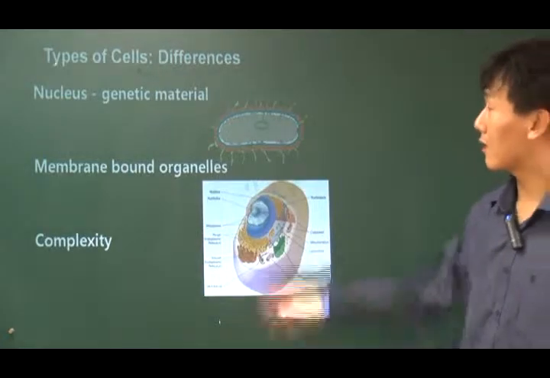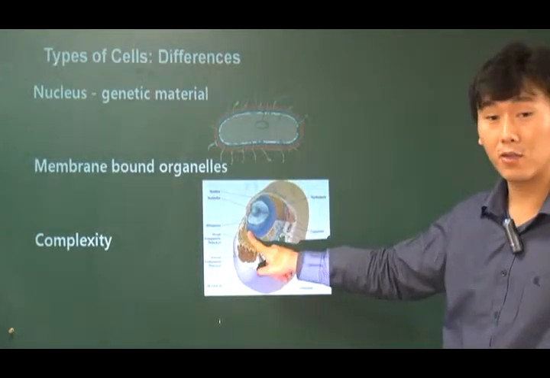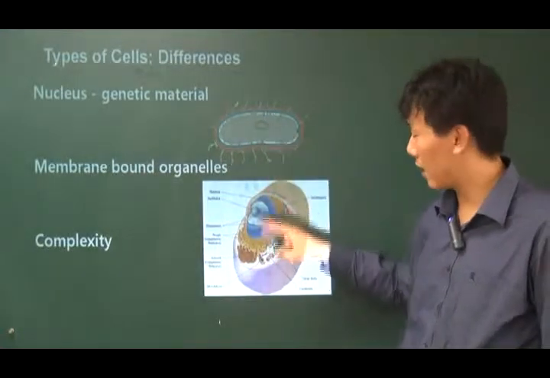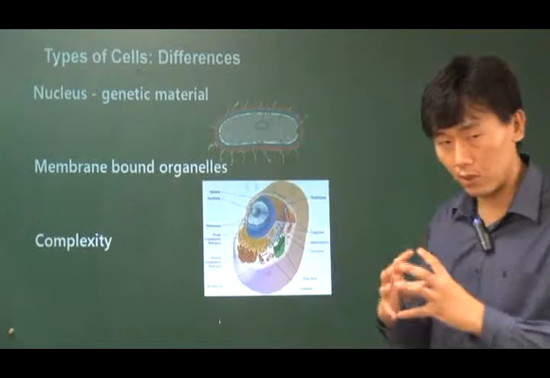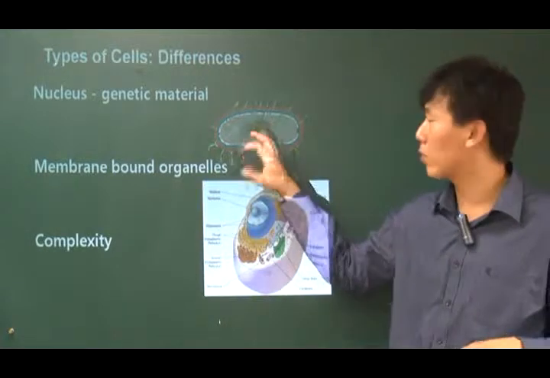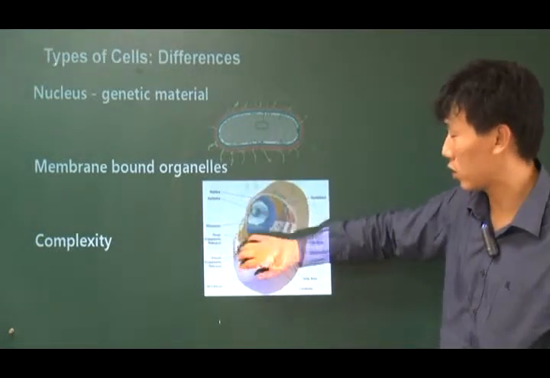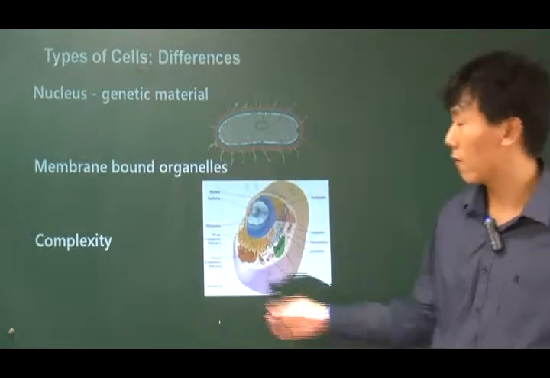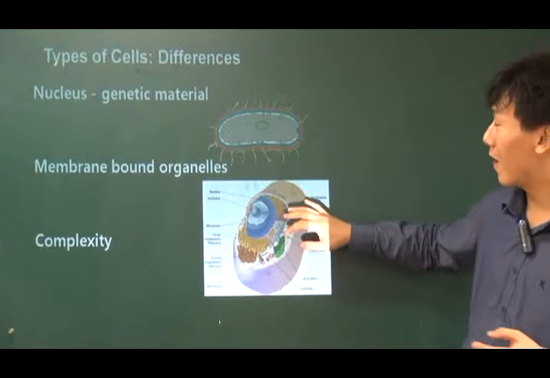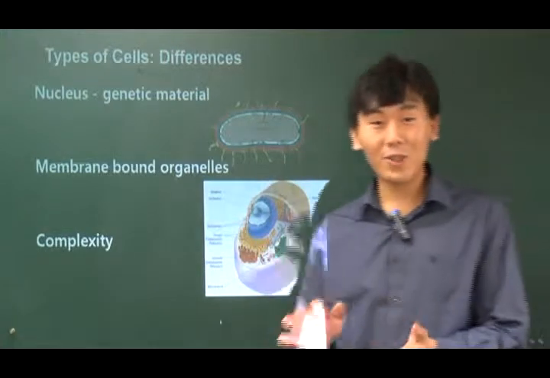Okay, so if we look at the cell differences, we have the nucleus inside the eukaryotic cells, but we don't have a nucleus inside the prokaryotic cells. We only have a ring of DNA here versus a nucleus where it concentrates all the DNA into a specific area. Next is membrane-bound organelles. As you see here in the cytoplasm, there's just a bunch of different things floating around. Whereas here we have specific structures that do their own roles. And finally, the complexity. Just by looking at the picture, you can tell that this is a lot more complex than this. So this is the end of this section.